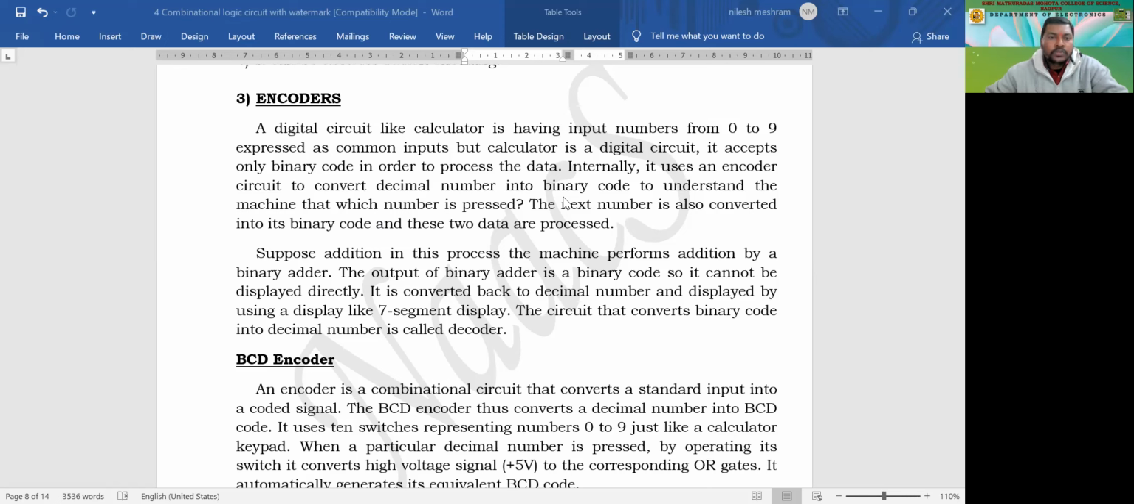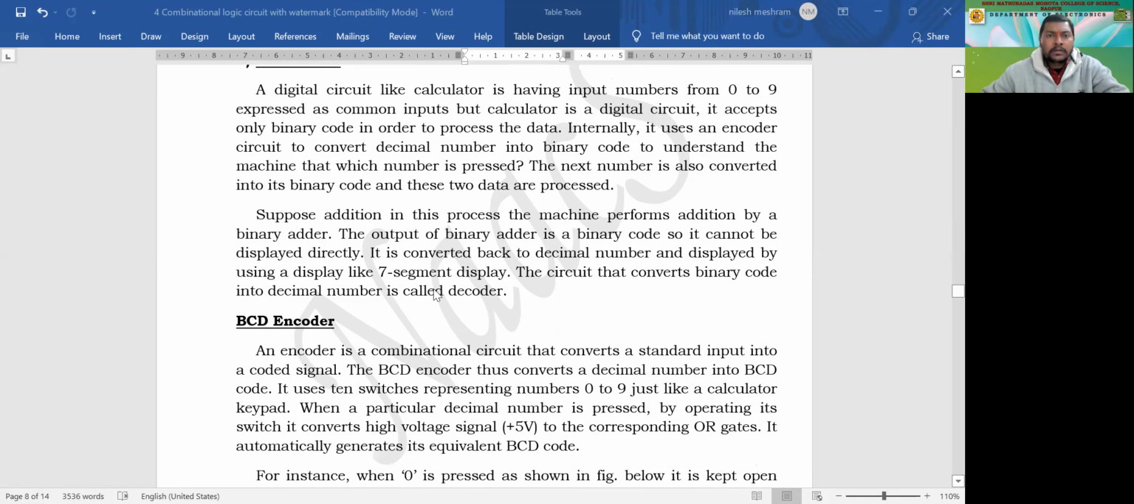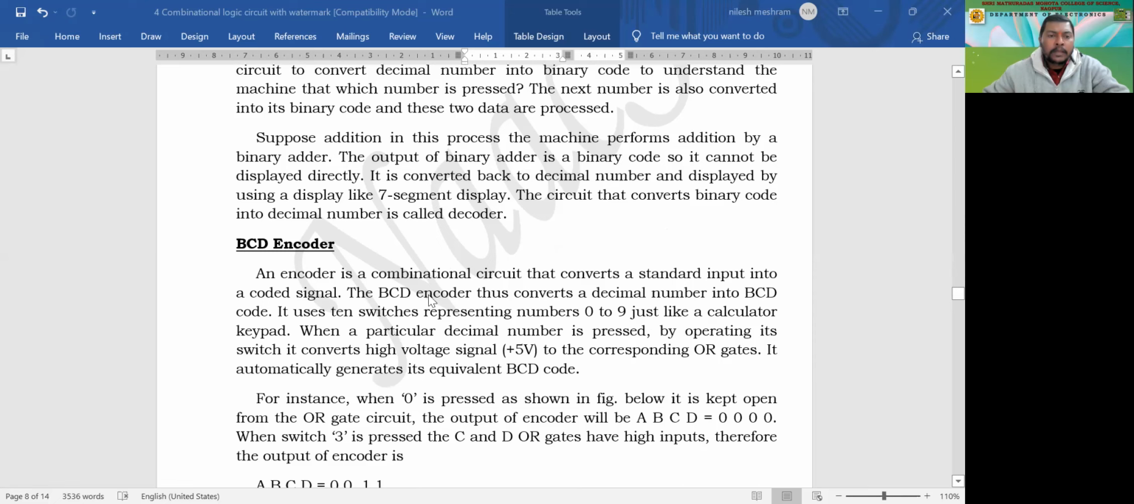So internally, it uses an encoder circuit to convert this decimal number into binary code to understand which number is pressed, right? And the next number is also converted into its binary code, and these two numbers are being processed. So this is the main concept of the encoder, to convert it into different lines, right? On that note, we have different types of encoders.